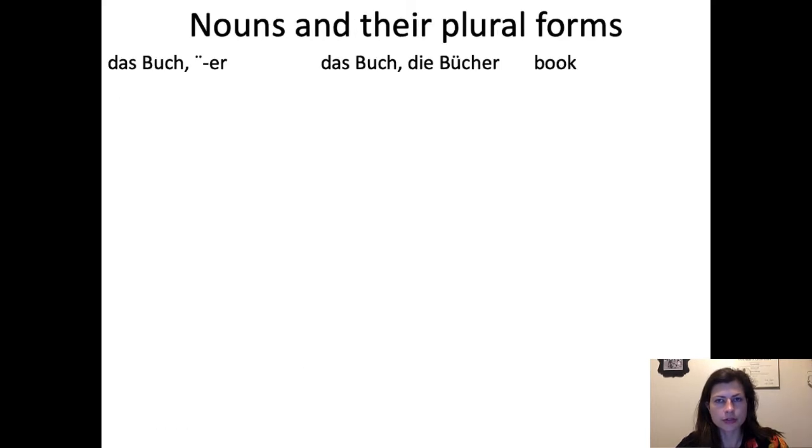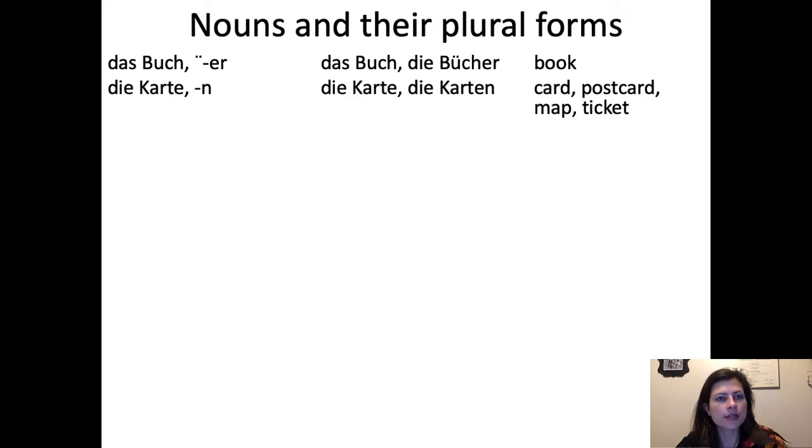So those are genders, and then we had the beginning of how to identify the plurals of nouns. There are lots of different ways to pluralize a noun in German. For example, das Buch would be listed in the dictionary with the umlaut and then the er suffix. That means in the singular it's das Buch, and in the plural it's die Bücher. Das Buch, die Bücher. Another way is for feminine nouns that end in e, you're almost always going to add an n to make those plural. So die Karte becomes die Karten.